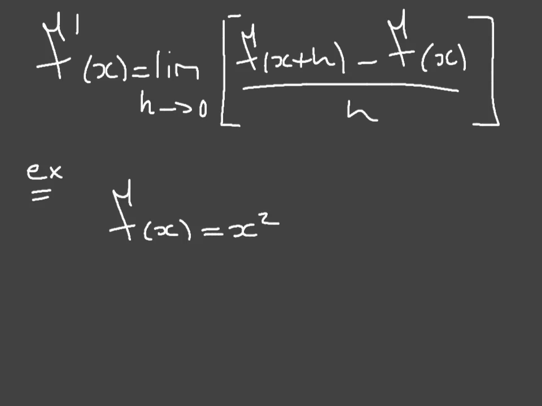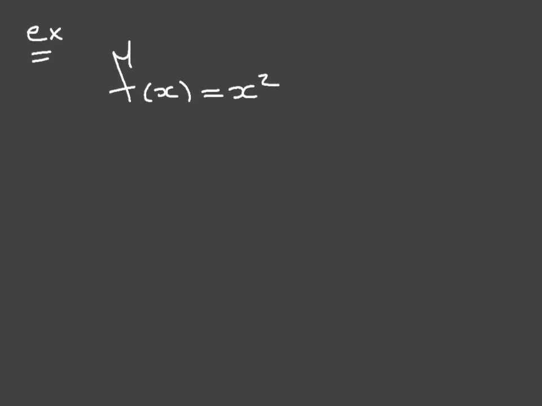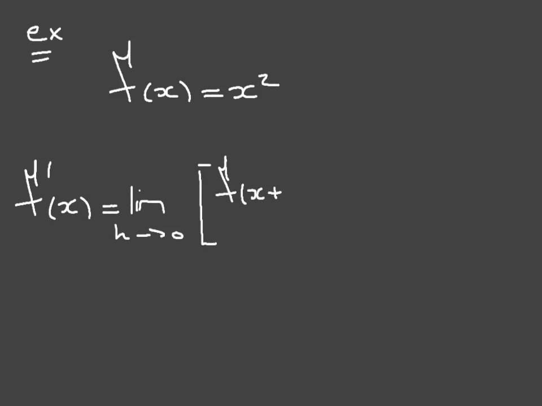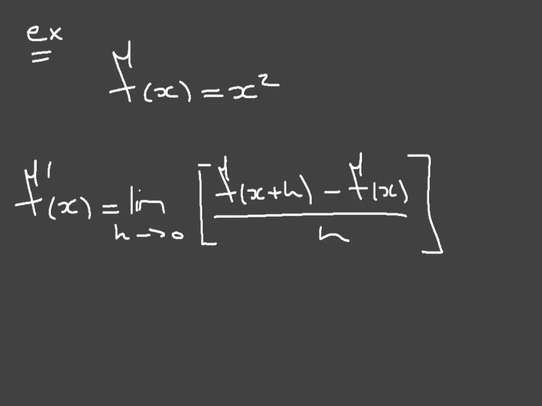Now, to differentiate this from first principles, we're going to use that formula and state that f dash of x is equal to the limit as h tends towards 0 of f of x plus h minus f of x over h. But now, in our function, f of x equals x squared, if I were to replace x by x plus h, it would become x plus h in parentheses squared. So let's go ahead and write that.